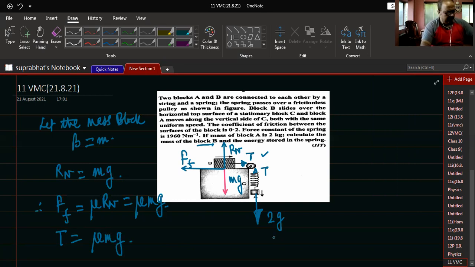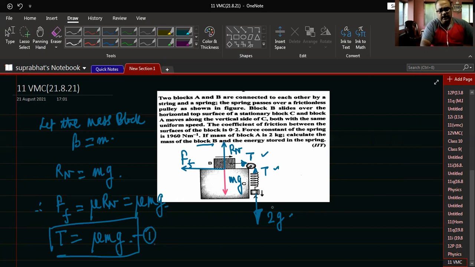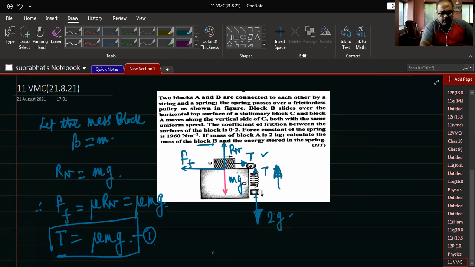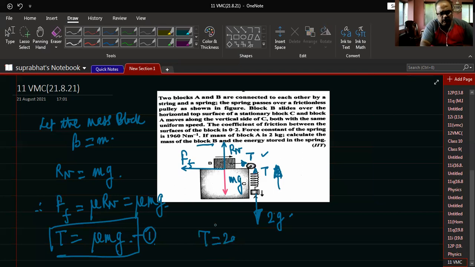Now in this case, another important thing that you can see, children, is that this tension is also equal to 2g. So this is our first equation, that is, tension equals mu mg, and this tension, which is acting in the upward direction, is also equal to 2g. So from here I can say tension is equal to 2g. So this is your second equation.